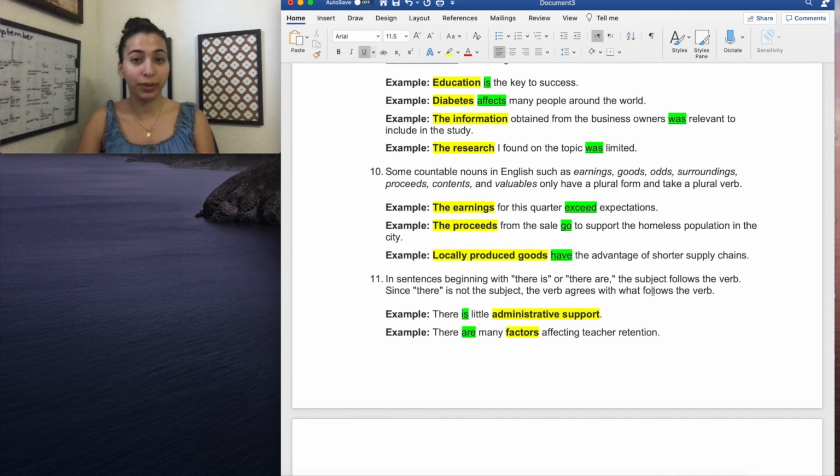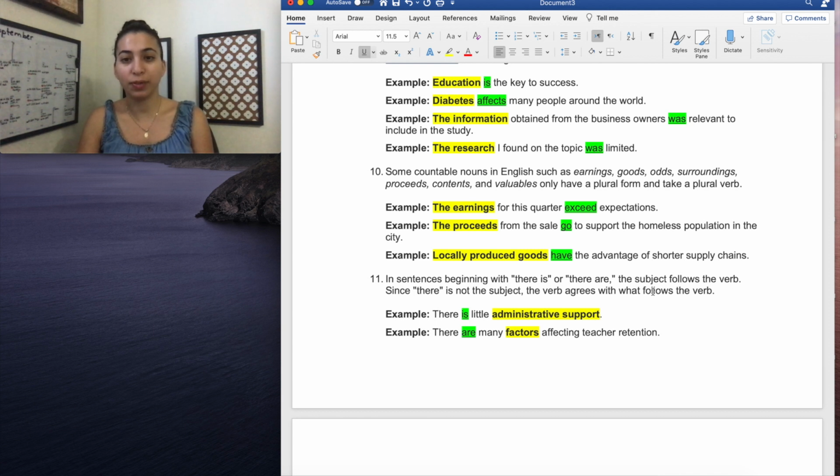Some countable nouns in English, such as earrings, goods, odds, surroundings, proceeds, content, and valuables, only have a plural form and take a plural verb. So we really don't say "the earring." We generally say "the earrings." Okay? They generally come in pairs. So we tend to give them a plural noun because earrings are two of them, right?